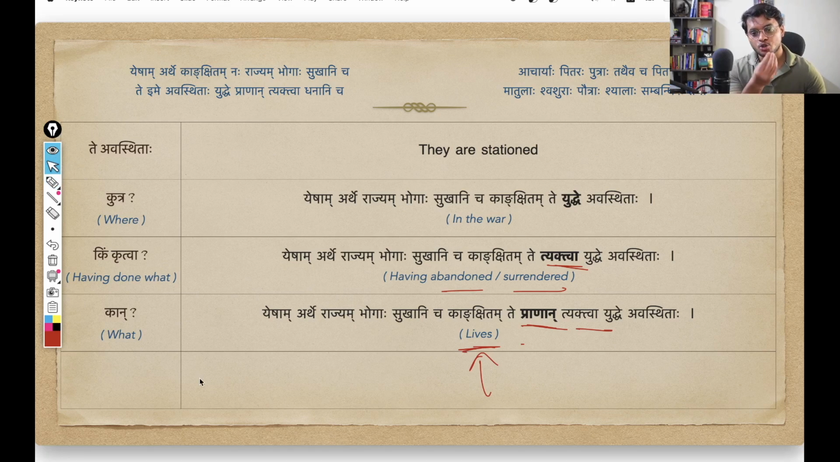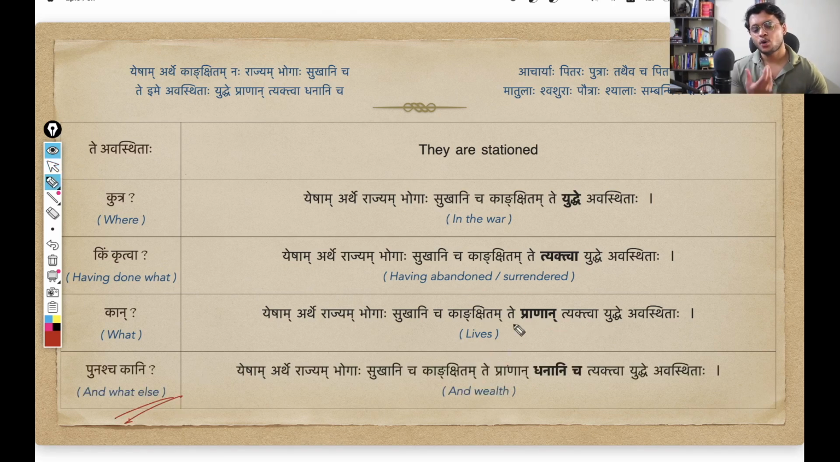And Arjuna does not stop here. Punashcha, and what else? Now he is saying dhananicha, that pranan dhananicha tyaktva. Dhanani obviously is coming from the word dhan. And dhan does not mean just wealth. That is why he is using the plural form, right? Dhan is changing into dhanani. By plural, he is simply meaning the wealth, the properties, their houses, everything. So in general, he means everything that a person owns.